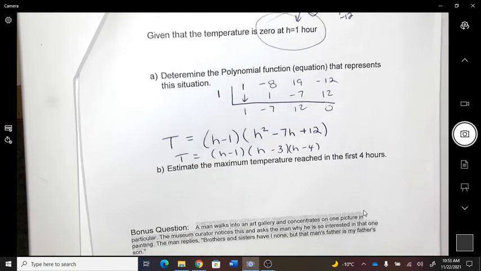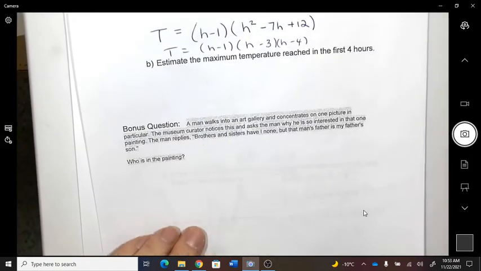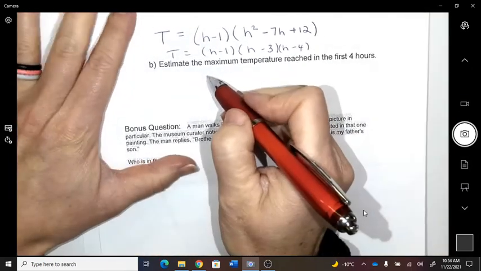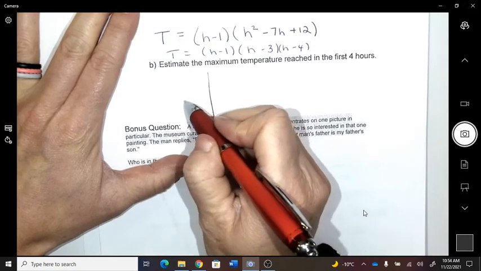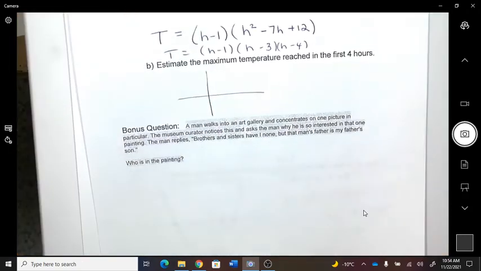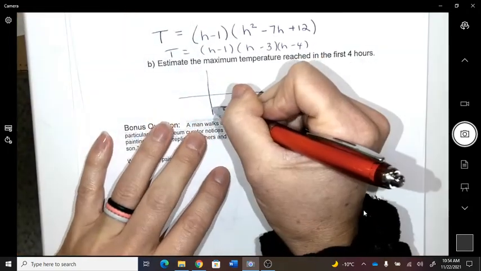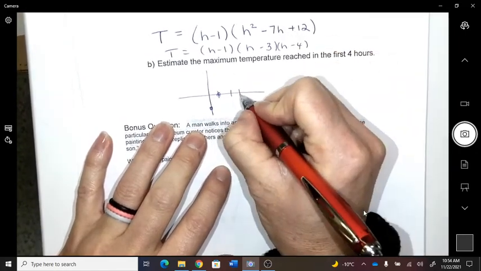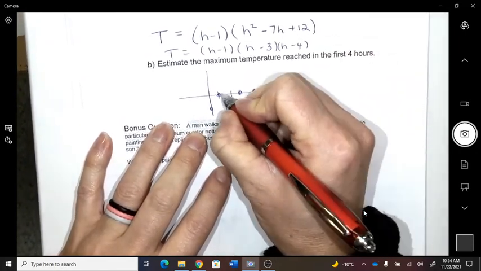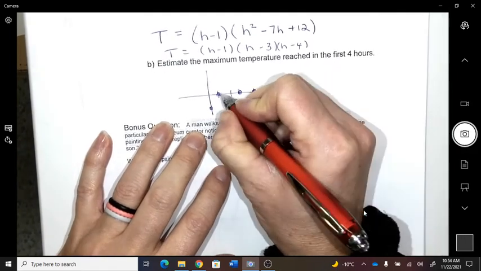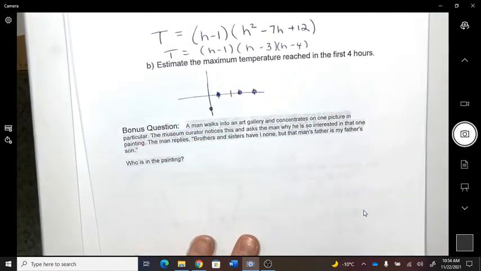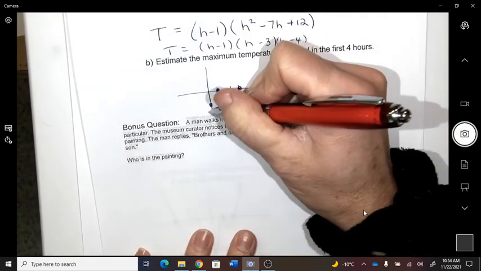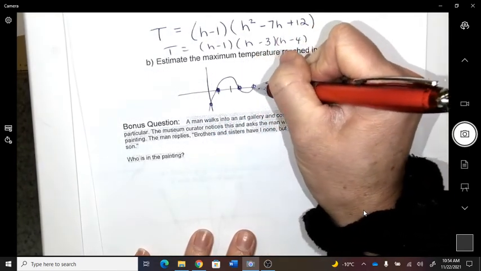Okay, I'm going to estimate the max temperature by graphing the situation because I don't really know where I want to be. Okay, so you don't have to graph, but I'm going to get an idea. There's my x-intercepts, and there's my y-intercept. And I knew it was an N shape.